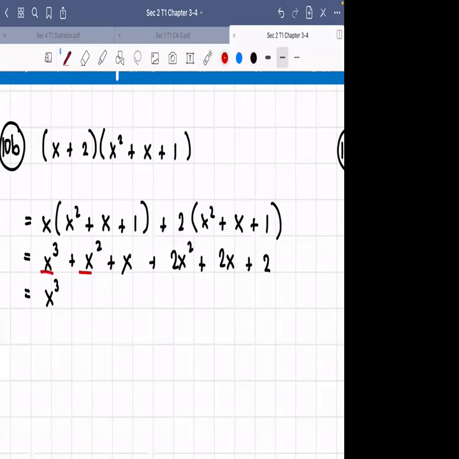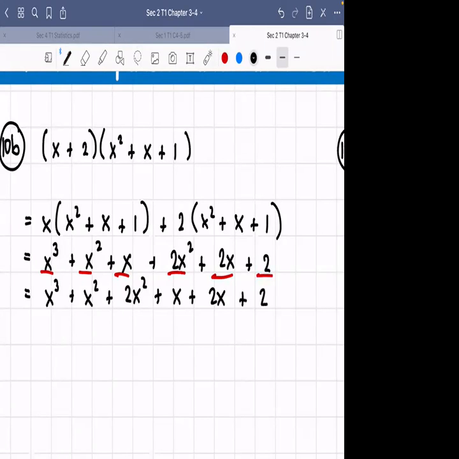Okay, and then x squared and 2x squared, and then 2x squared plus x plus 2x. So plus x plus 2x, and then lastly plus 2.